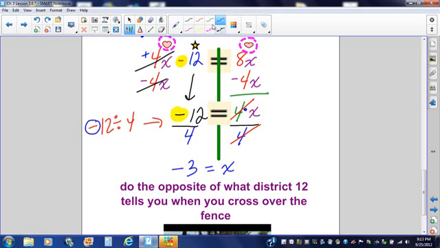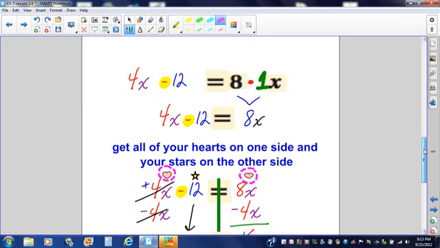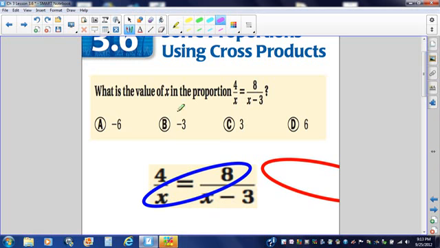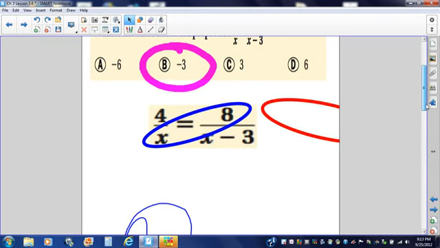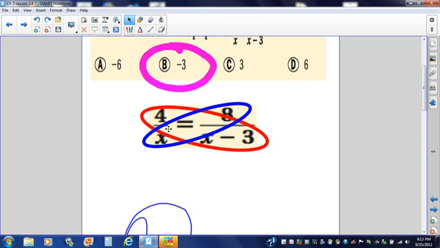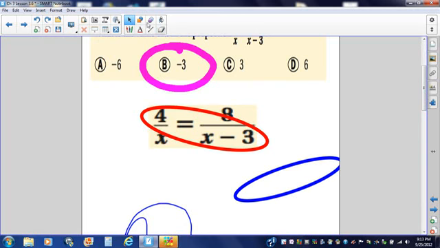So there is our solution to the proportion. X is negative 3. Ding, ding, ding! We have a winner, unlike the Cubs. So just remember, when you get a problem like this, you're going to multiply diagonally, remembering that when you do this part, you're going to use the distributive property.